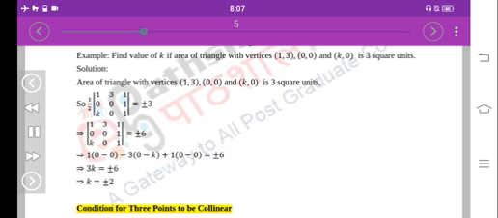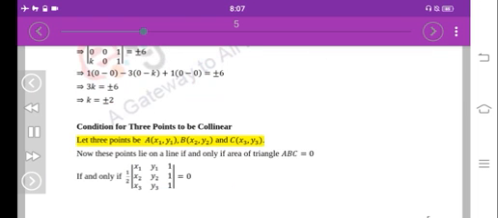Condition for 3 points to be collinear. Let 3 points be A(x1, y1), B(x2, y2) and C(x3, y3). Now these points lie on a line if and only if area of triangle ABC equals 0, if and only if 1/2 times the determinant with rows x1, y1, 1; x2, y2, 1; x3, y3, 1 equals 0.